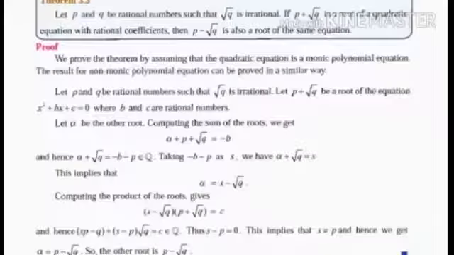Next theorem: let p and q be rational numbers such that root q is irrational. If p plus root q is a root of a quadratic equation, if you see here, we are not having a real part and imaginary part. Instead, we are having one value as rational and another in the form of root, that is irrational. If p plus root q is a root of a quadratic equation, then automatically I can say that p minus root q is also a root of the same quadratic equation.